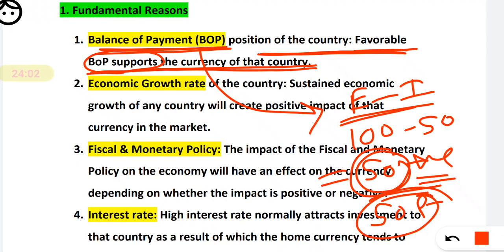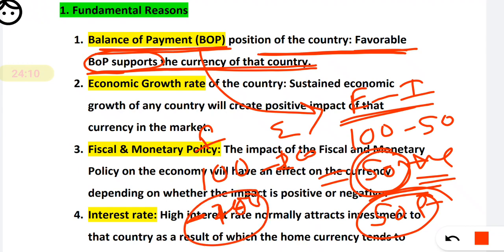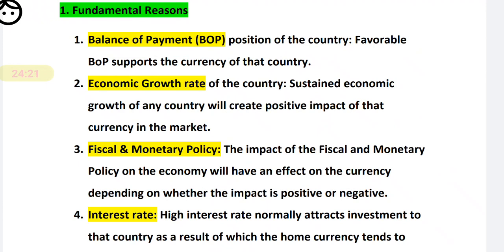If you are importing 200 rupees and exporting 100 rupees, then minus 100 will be your balance of payment. That means your exports should be more than imports. There should be a balanced position. That difference is basically the balance of payment. And obviously it is easy to say that a favorable balance of payment supports the home currency.